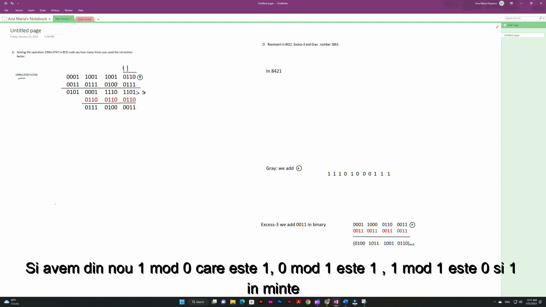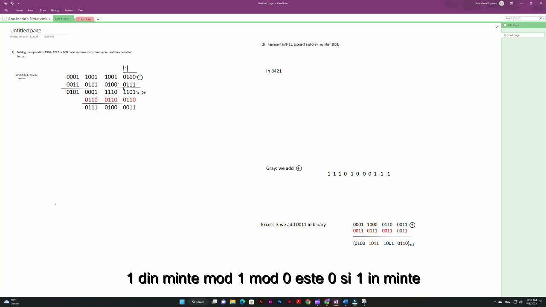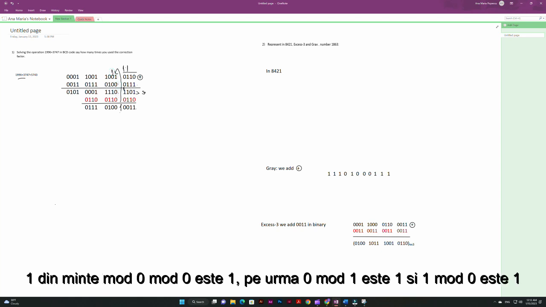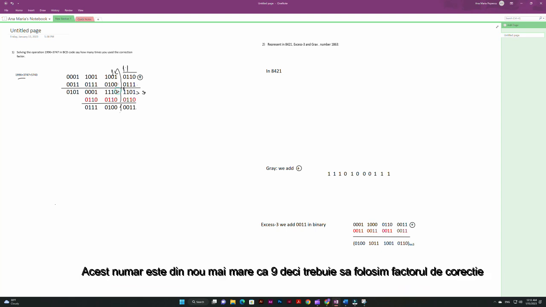And we have again 1 plus 0 is 1, 0 plus 1 is 1, 1 plus 1 is 0, and 1 in mind. 1 of the mind plus 1 plus 0 is 0, and 1 in mind. And this one, we'll put it here. 1 of the mind from here plus 1 plus 0 is 0, and 1 in mind. 1 of the mind plus 0 plus 0 is 1. Then we have 0 plus 1 is 1. And 1 plus 0 is 1. And this number is again bigger than 9, and we have to use the correction factor.